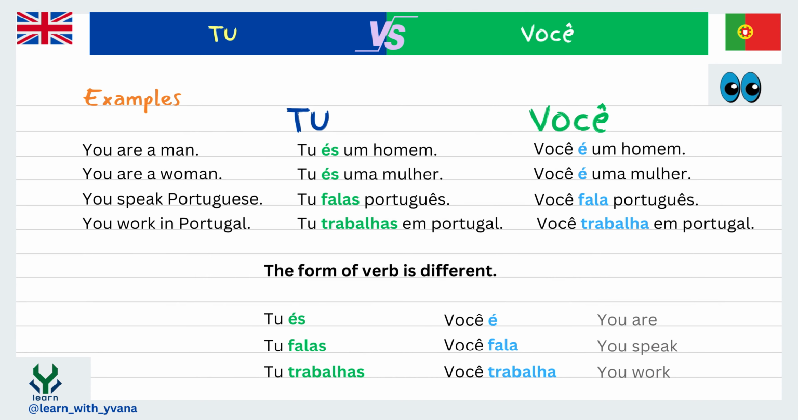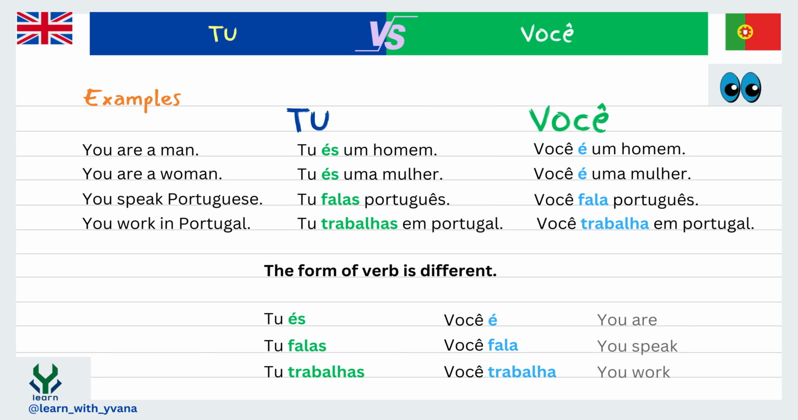If we want to say you are a man, if we use tu, tu és homem. If we use você, você é homem. And similarly, you are a woman, tu és uma mulher. Você é uma mulher. You speak Portuguese. Tu falas português. Você fala português. You work in Portugal. Tu trabalhas em Portugal. Você trabalha em Portugal. In short, both have the same meaning, right?